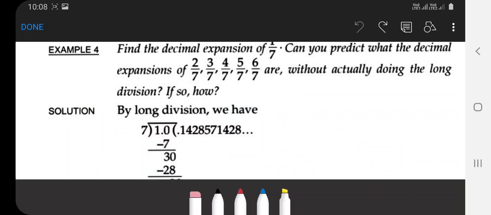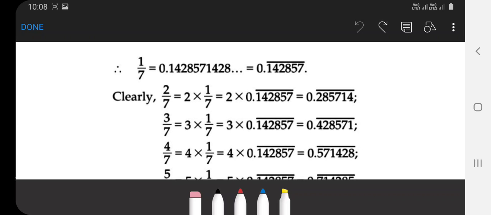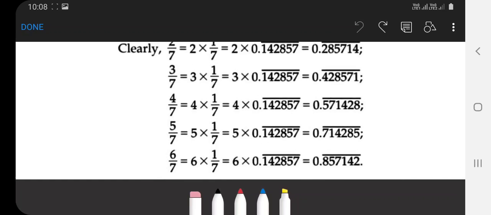So by this way you have found the result like this. Clearly 2 by 7 equal 2 into 1 by 7, put the value of 1 by 7 and got the result. 3 by 7 equal to 3 into 1 by 7, put the value of 1 by 7 and got the result, and so on. Clear, students?